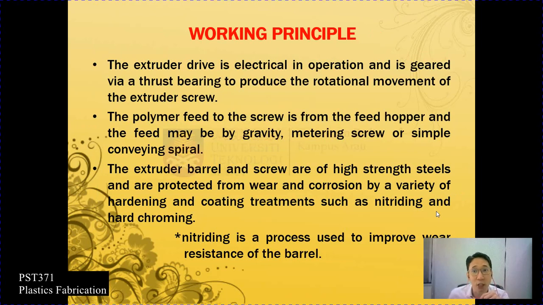The extruder drive is electrical in operation and is geared via a thrust bearing to produce a rotational movement of the extruder screw. The polymer is fed to the screw from the feed hopper, and the feed may be by gravity, measuring screw, or simple conveying spiral. The extruder barrel and screw are of high strength steel and are protected against wear and corrosion by a variety of hardening and coating treatments such as nitriding and hard chroming. Okay, nitriding is a process used to improve wear resistance of the barrel. I will explain a bit of this.